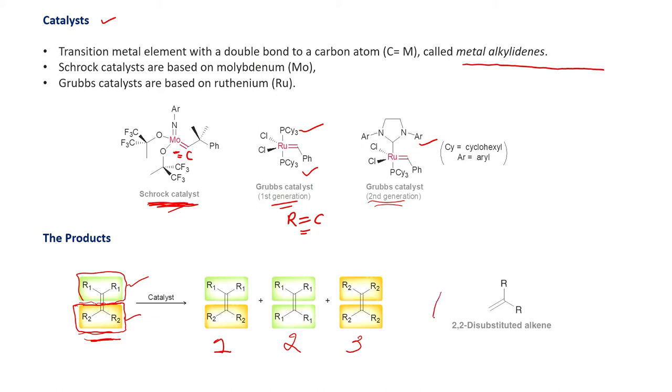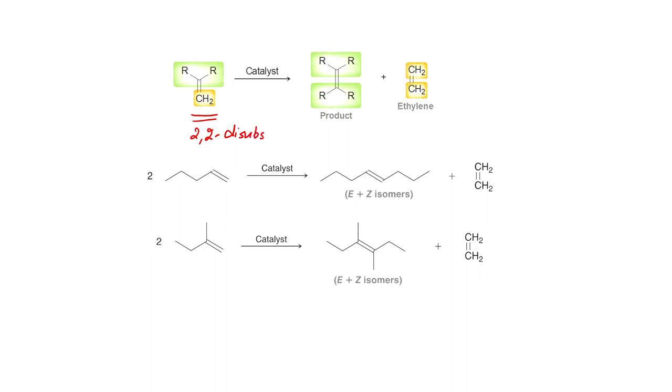So what will be the product of this disubstituted alkene if I ask you to perform alkene metathesis of this 2,2 disubstituted alkene? You will get one product and another, ethylene. The green block will dimerize to give you this product, and the orange box will dimerize to give you ethylene.